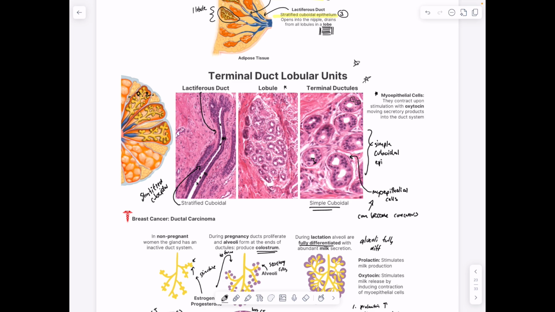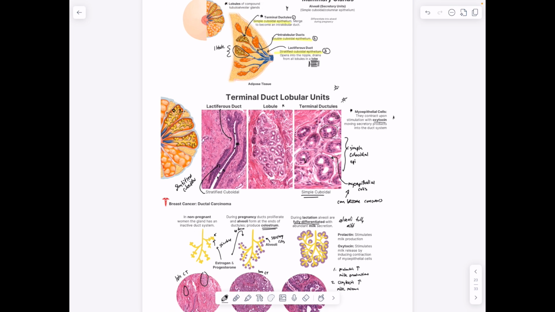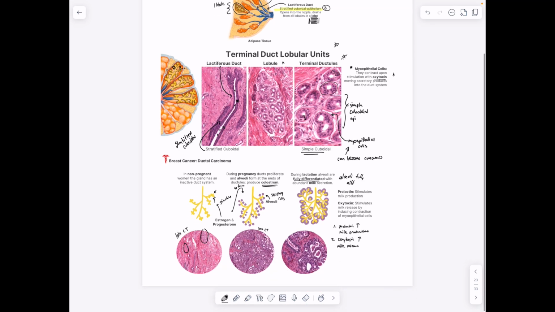All right, there are going to be myoepithelial cells around the ducts that are going to contract with oxytocin, and in our physio lecture we said that oxytocin can be released as a result of suckling. So simple cuboidal epithelium, and then myoepithelial cells on the outside.